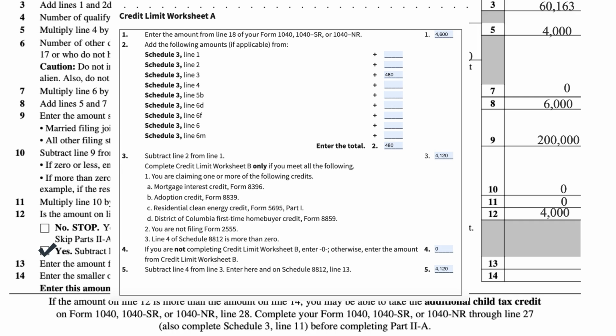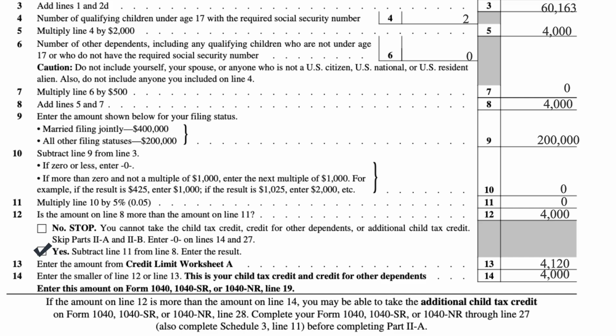If a taxpayer is taking any of the following credits, either the mortgage interest credit, adoption credit, residential clean energy credit, or the District of Columbia first-time homebuyer credit, then they must complete the Credit Limit Worksheet B. Emily is not, so she does not need to complete this worksheet, and she can enter the amount from line 5 on her Schedule 8812, line 13. We end up with a total amount of $4,000, which is added to line 19 of Form 1040. This is Emily's refundable tax credit.